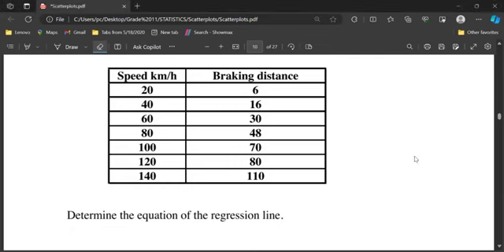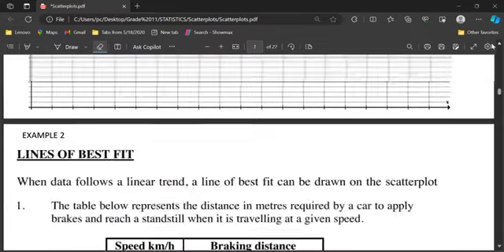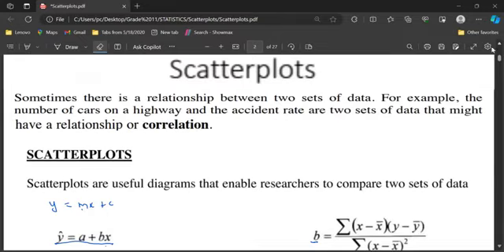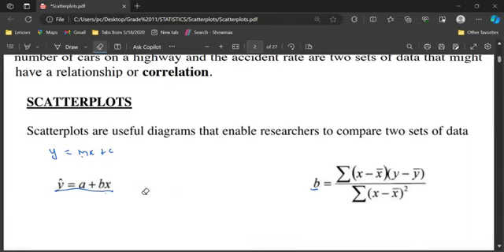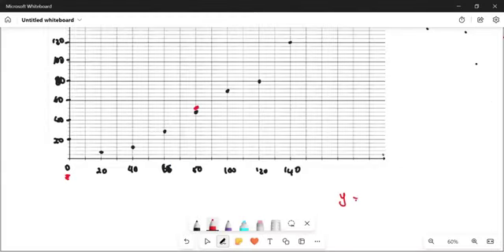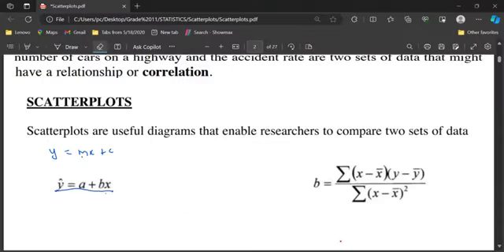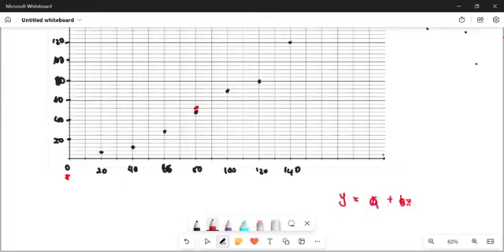Now remember, what does our equation have? It is a straight line. We spoke about how our equation should have A and B. There is Carey's formula that we use to get B, which we don't use here. So which one are we going to use? We say Y is equal to A plus BX. Before we draw our line of best fit, let's determine the equation.